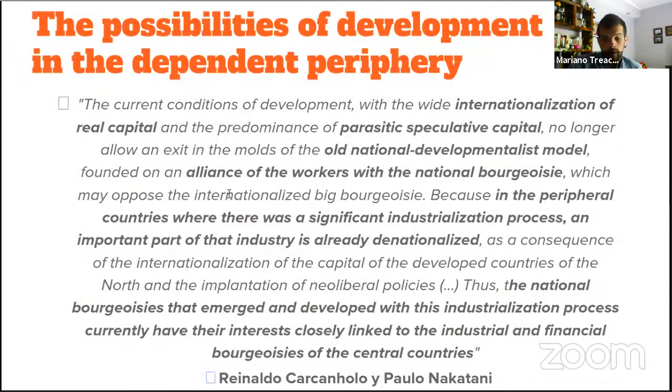So now the dependent situation has switched. It has some points in common with the past situation, but it has also been updated. So the issue of development and the autonomous development path have switched as well. We have this quote from Reinaldo Carcanholo and Paulo Nakatani, two Brazilian economists, saying that the current conditions of development, with the internationalization of real capital and the predominance of parasitic speculative capital, no longer allow an exit in the molds of an old national developmentalist model founded on the alliance between workers and the national bourgeoisie, which may oppose the internationalist big bourgeoisie.